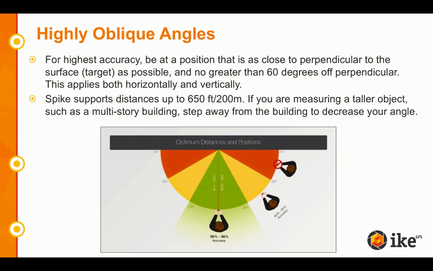However, there are times where you may not be able to reduce your angle. Maybe you're in a narrow street in a big city. In those cases where you can't be at less than a 60-degree angle, we recommend not using Spike.